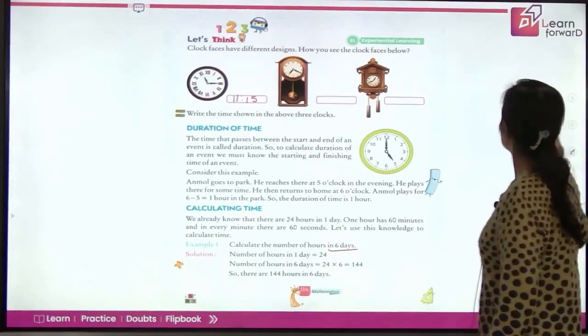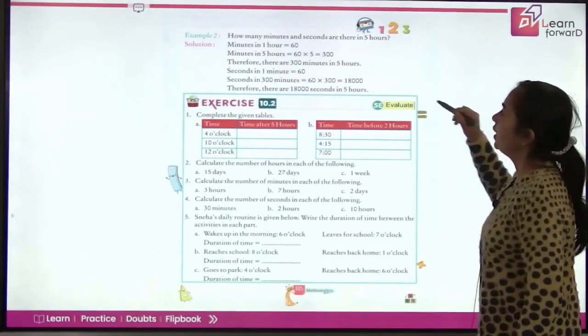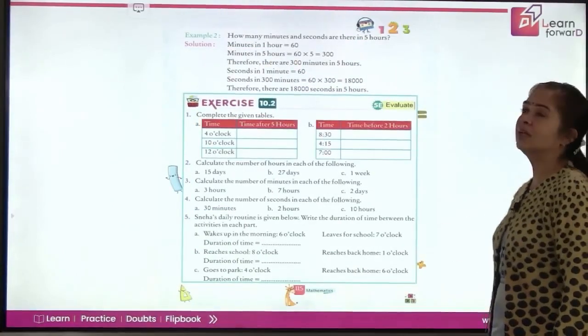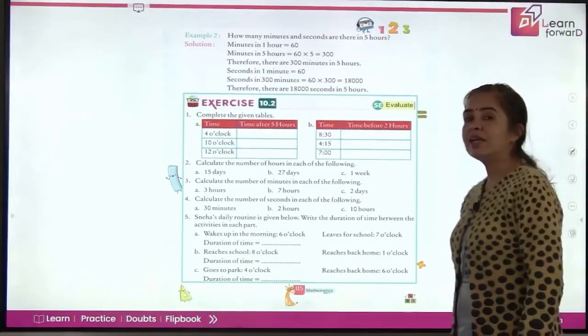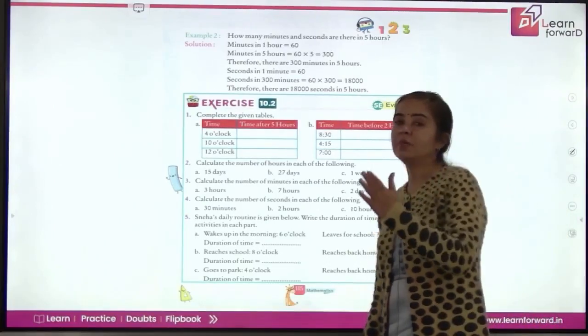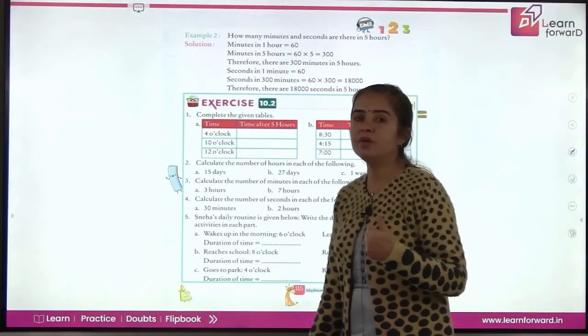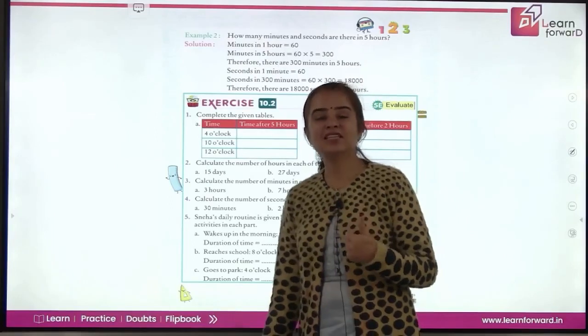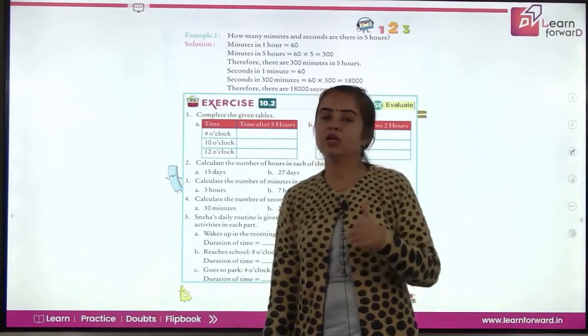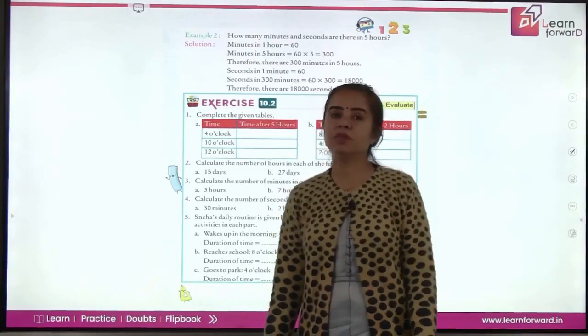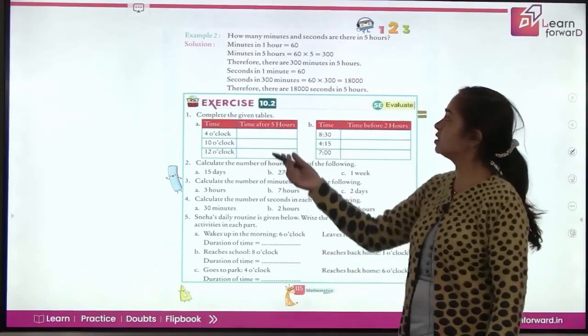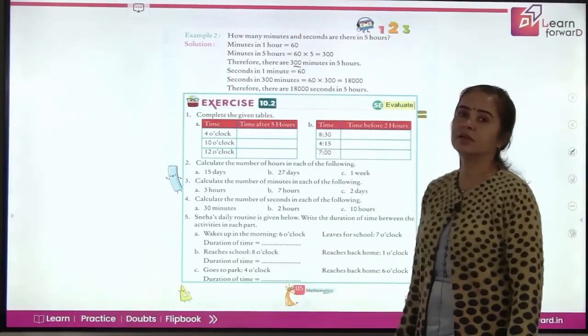So simple. Going ahead, how many minutes and seconds are there in 5 hours? Now the next relation is between hours and minutes. So in 1 hour, how many minutes? Yes, 60 minutes are there in 1 hour. So in 5 hours, how many minutes will be there? 5 times 60, good, that you get 300.